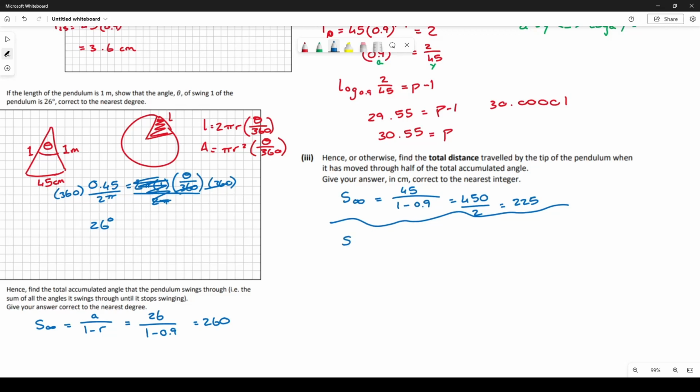But they want to find out, is it half the total accumulated angle? The total accumulated angle is 260. Oh, I remember what it was. That it wasn't actually 260, of course, because we rounded. Because it wasn't actually 26 degrees. It was 25.78, something like that. I can't quite recall. So let's say, just for simplicity's sake, we're going to just say it's 260. So it would be half, it would be 130 is what I'm saying.